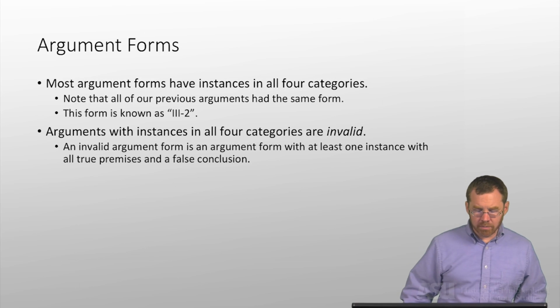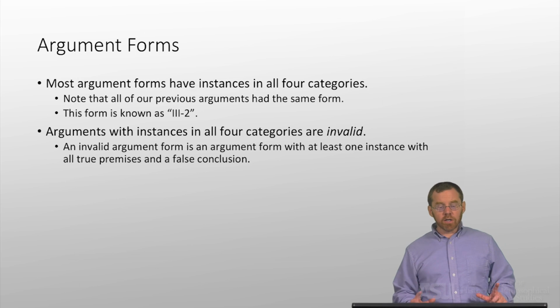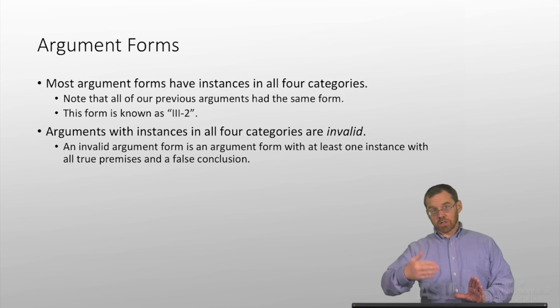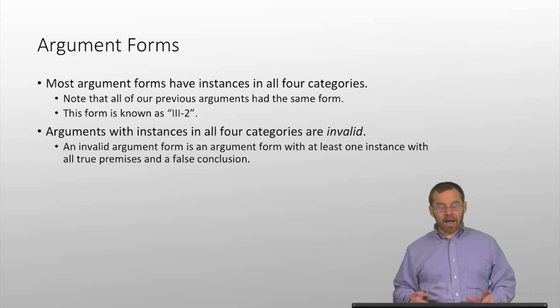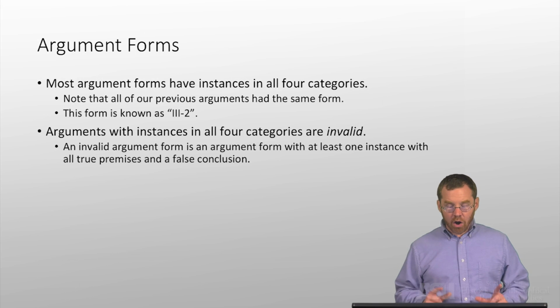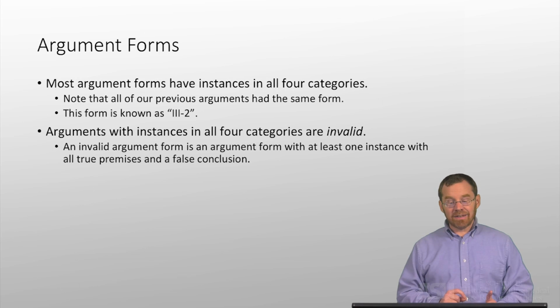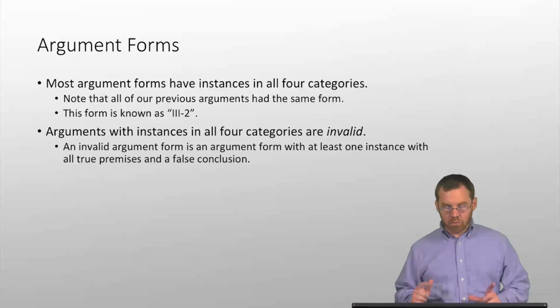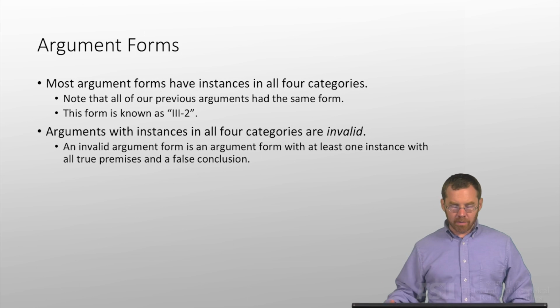Now this brings us back to argument forms. Most argument forms have instances in all four categories. Note that all of our previous arguments, or at least the four that we just looked at, had the same form. This form is known as III-2. Arguments with instances in all four categories are invalid. An invalid argument form is an argument form with at least one instance with all true premises and a false conclusion.